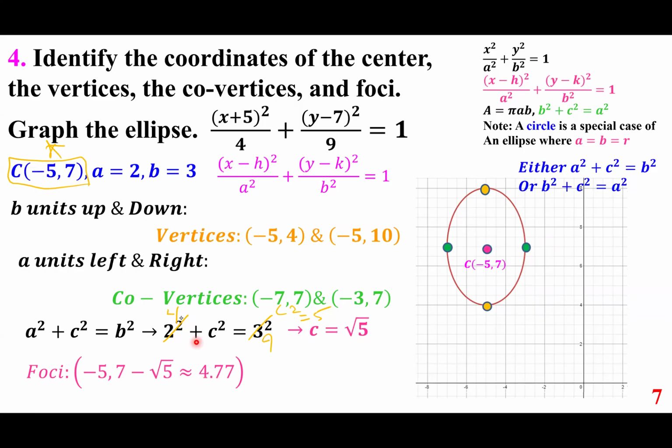And going back here, now up by square root of 5, that means -5 comma 7 plus square root of 5, which is about 9.24. And we locate those two pairs, and those are the foci, everybody. And again, precise location and approximation, okay, everybody? So you need to understand why we use either one.